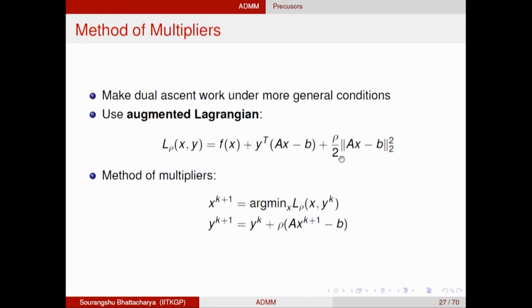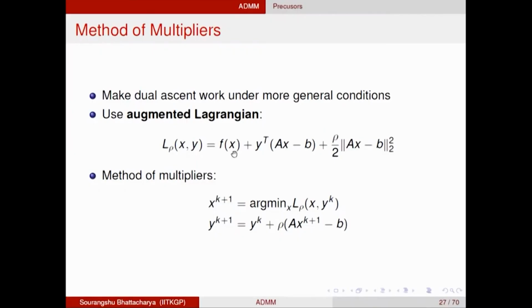But here we have a second order term on the constraints. So, we are saying that the second order terms of the constraints should not be violated. Okay. So this is our augmented Lagrangian.